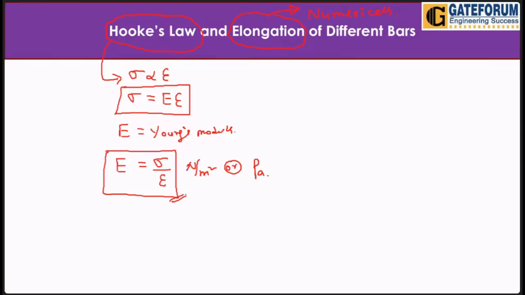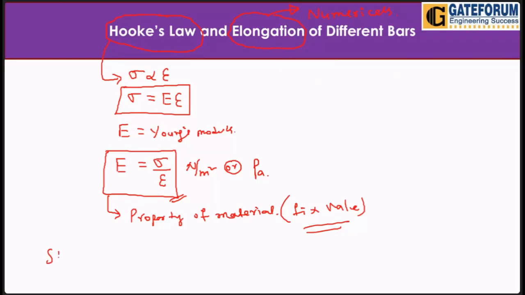Here we have E, and this E is a property of the material. What is the meaning of property of material? It means it is a fixed value for a given material. For example, for steel, the value of E is always constant, which is equal to 200 gigapascal.